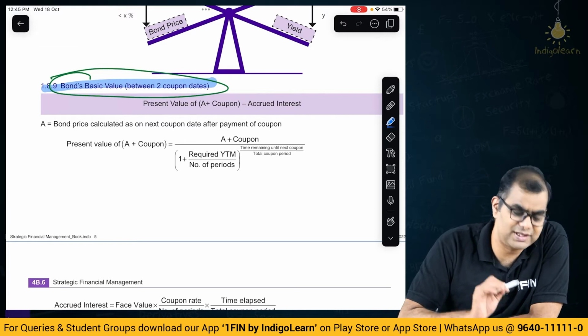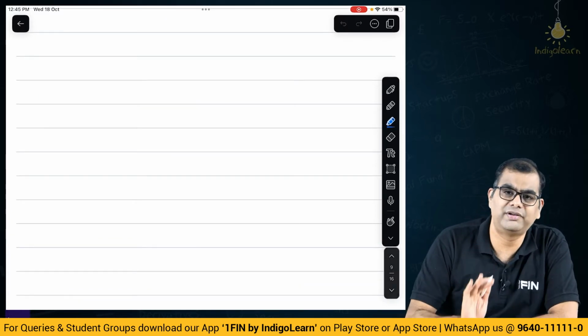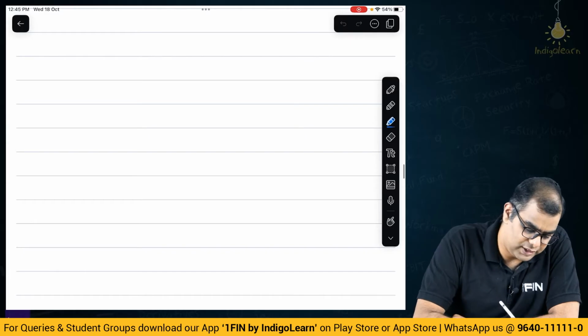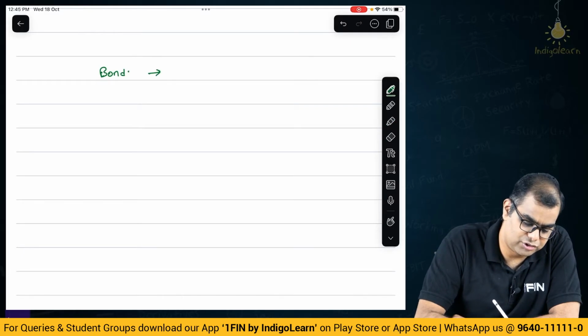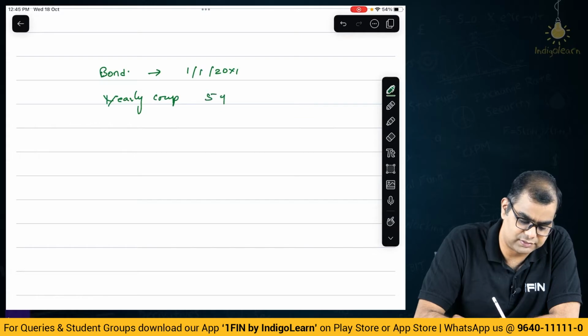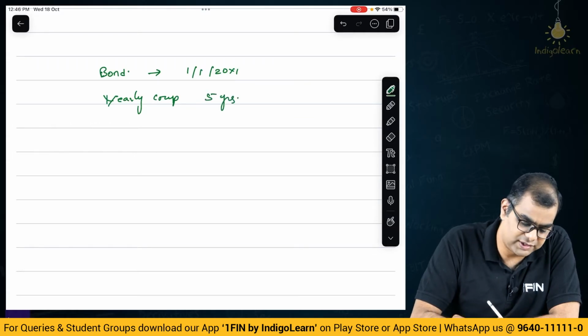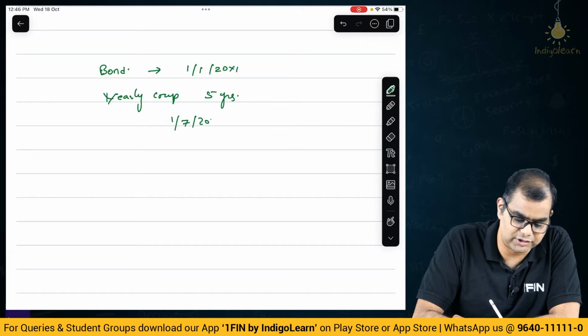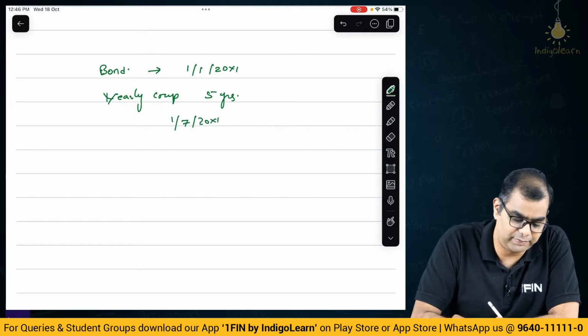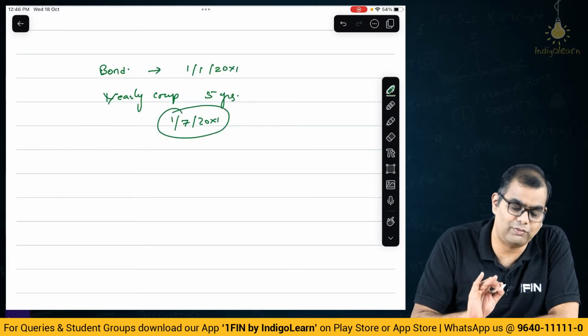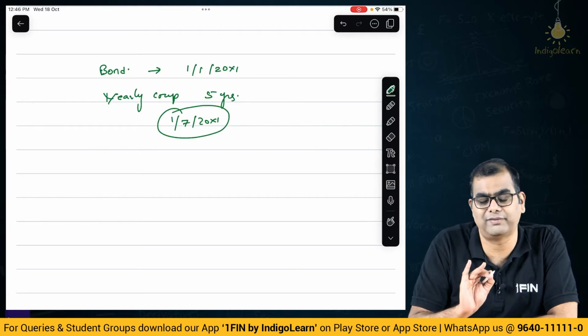Now, before we get into this, I want to tell you certain things. What is this in between date thing we are talking about? Let's say there is a bond which is issued on 1/1/2020, with yearly coupon for 5 years. How do you find out the price of the bond on 1/7/20? That's all. How do you find out the price of the bond in between periods? What is the basic price? What is the price of a bond?